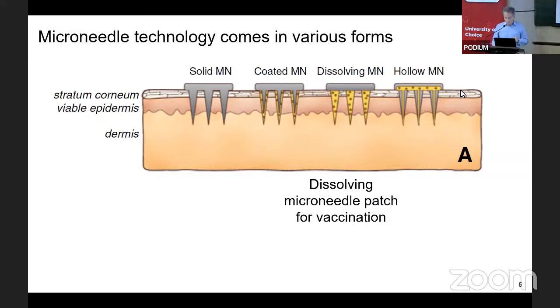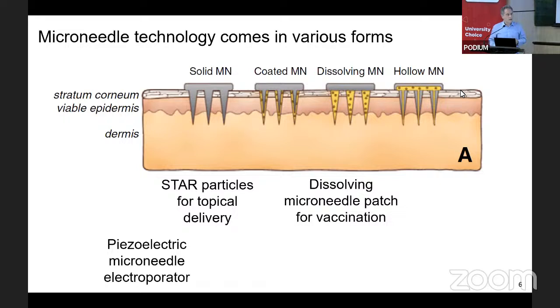for vaccination. Second one, we'll go to the solid microneedle concept, where we've taken microneedles off of patches and put them onto particles that we call star particles, and we're using that for topical delivery in dermatology. Again with the solid microneedle, but giving it a very different functionality, we're turning these microneedles into electrodes to give electric pulses to the skin to cause a phenomenon called electroporation that we'll discuss more.